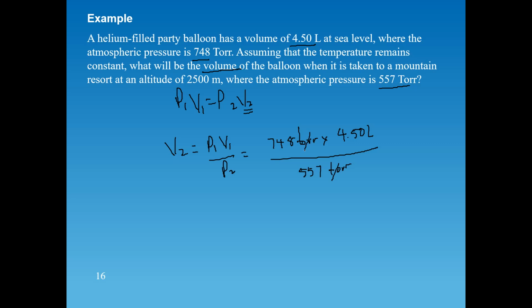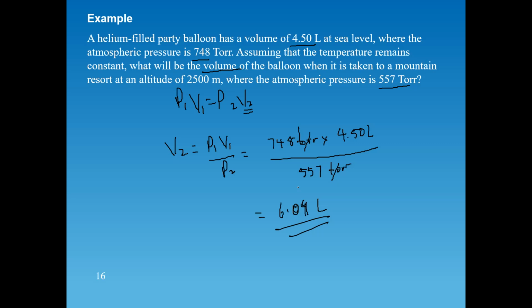So the torr units will cancel out. So whatever answer you get, it will be expressed in liters. Let me get my calculator. 748 times 4.5 divided by 557. And according to my calculations, rounded off to three significant figures, this works out to be equal to 6.04 liters. And that's basically how that is done. Okay, so that's an example using Boyle's law.